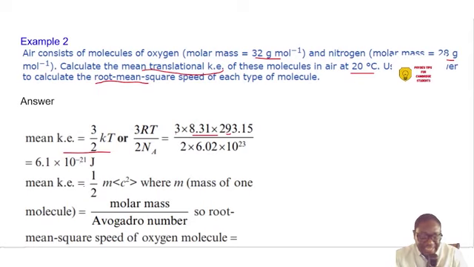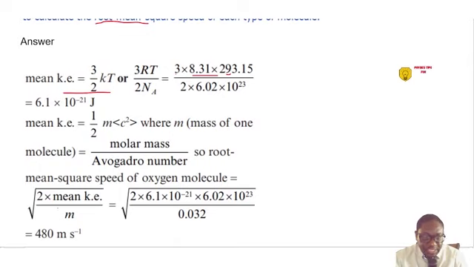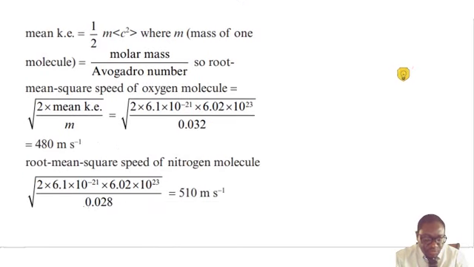So the mean kinetic energy is half mc squared. Then we want to find c squared. M is the mass of one molecule. So the mass of one molecule is equal to the molar mass over Avogadro. So the root mean square speed of an oxygen molecule will be the square root of 2 times the mean kinetic energy over m, which is going to be that times that over this for oxygen, and then for nitrogen it is going to be over 0.028. So that gives you 510 meters per second.